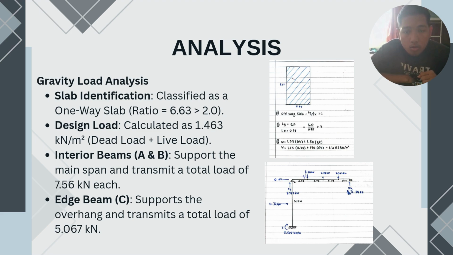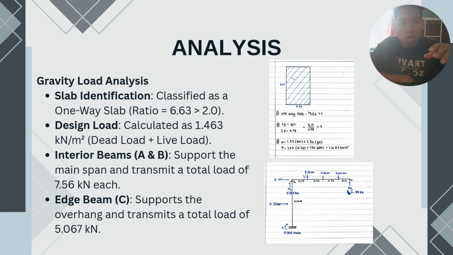So I would like to explain about analysis. What we have here is gravity load analysis. It's about the slab identification, design load, interior beam, and H beam. For slab identification, our monument is a walkway with a roof on top. It's actually qualified as a one-way slab, but actually we didn't use a slab, it was a metal sheet. A metal sheet is automatically one-way. So one-way slab is for simplification of it.